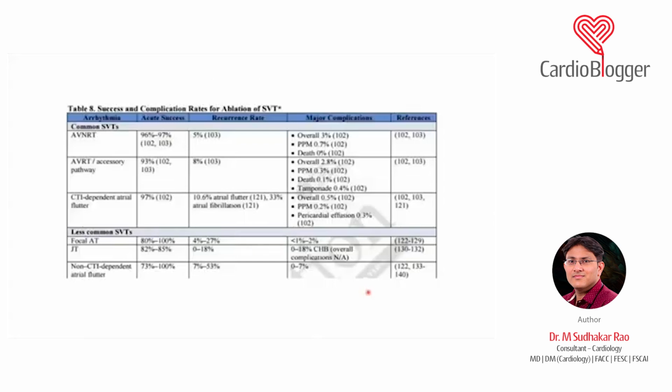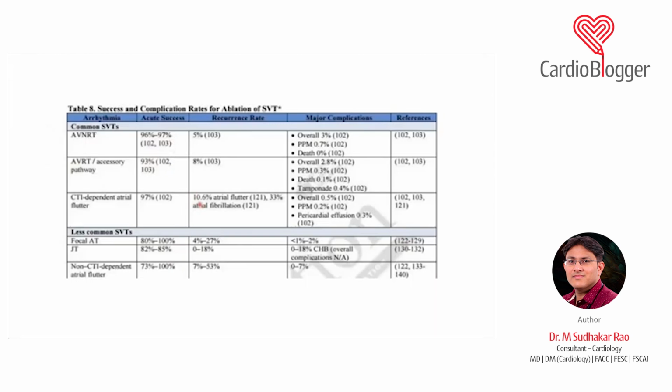Now, some of the arrhythmias which can be cured with success with ablation are AVNRT, which has a success rate of almost 96 to 97%, and AVRT, that is an accessory pathway, which has a success rate of 93%.